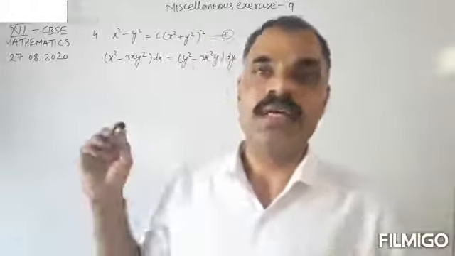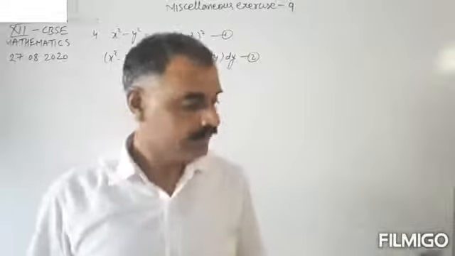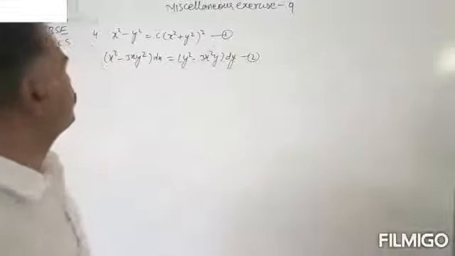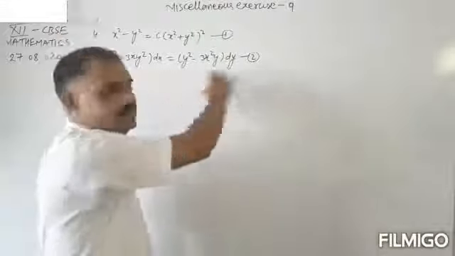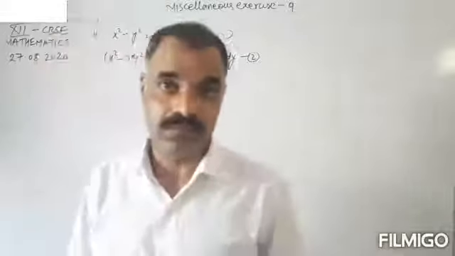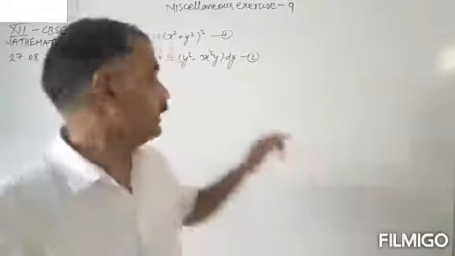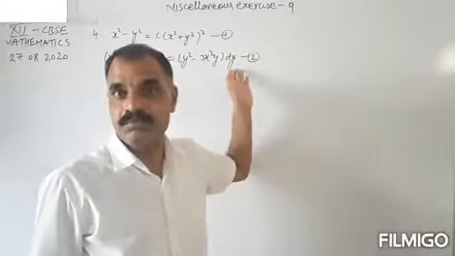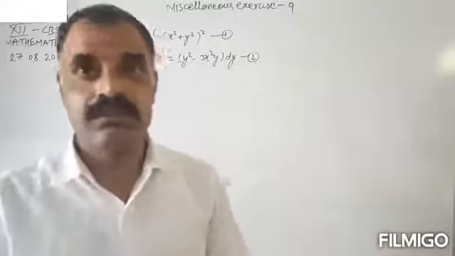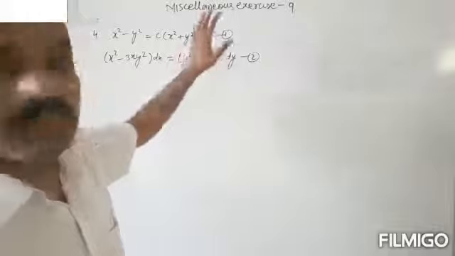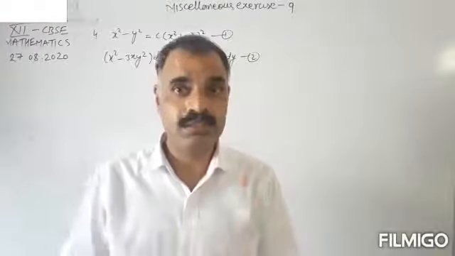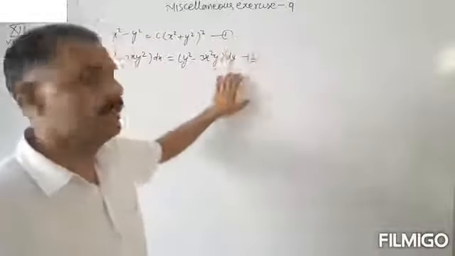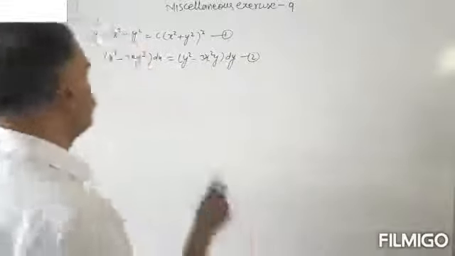Question number 4, as I have written on the blackboard: prove that equation number first is the solution of the differential equation number second. We have to prove that this one is the solution of the second differential equation. So we will start from equation number first and prove that it is a solution of this differential equation.